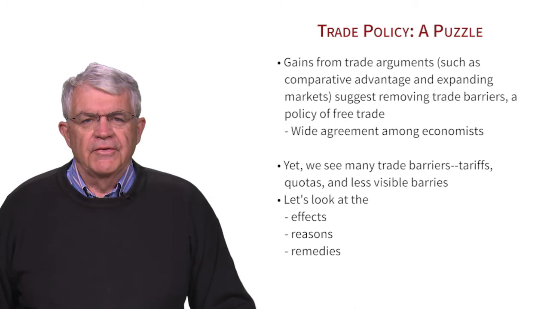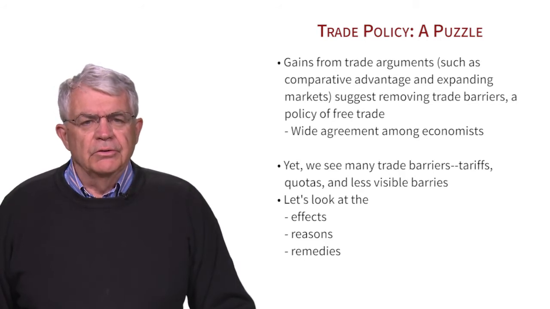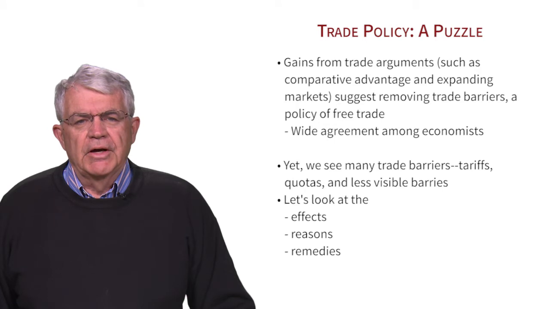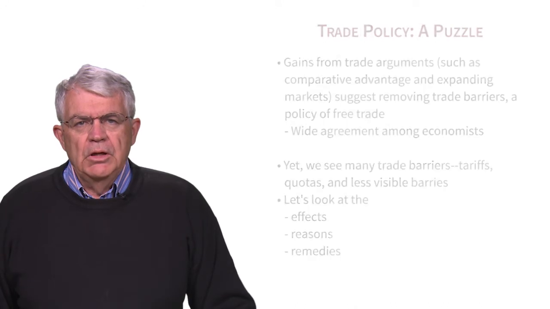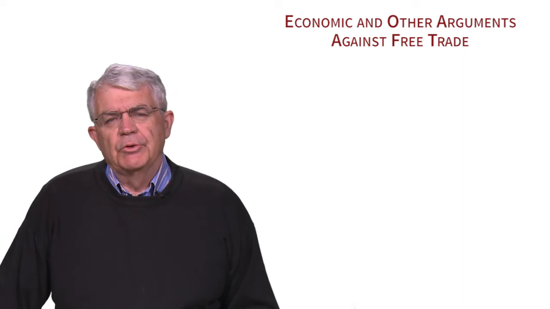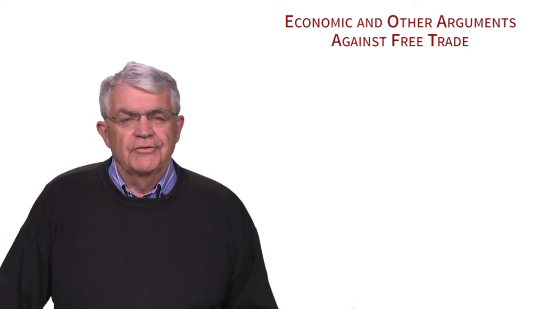So let's look at how this happens. Let's look at the reasons why these arguments tend to be discounted or ignored even in a democracy, and then look at some of the remedies. By that I mean some ways that one can reduce these trade barriers, recognizing the constraints that the politics sometimes places on a better policy. So to do this, let's just consider some of the typical arguments that one might hear in favor of restrictions on trade or against free trade.